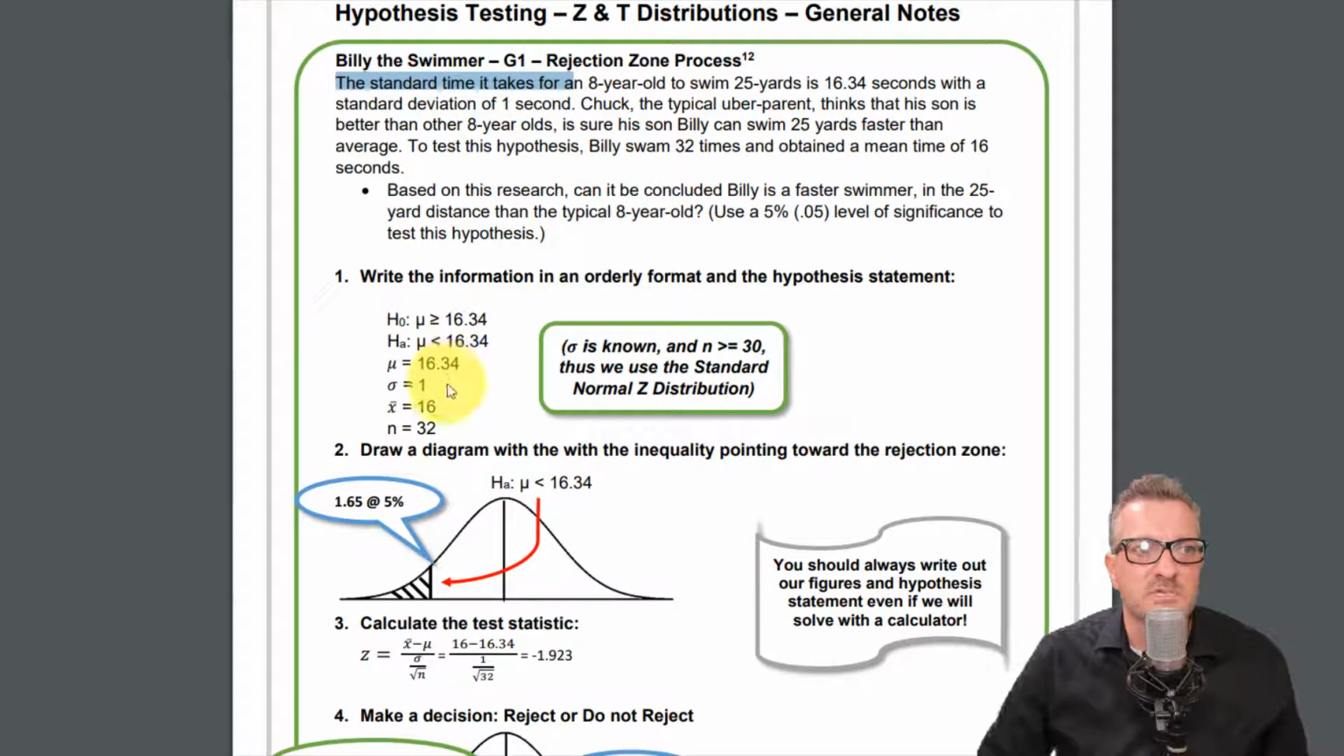That's population data. And then the X bar: to test this hypothesis, Billy swam 32 times and obtained a mean of 16. So they went out and they did their own test. So this is sample data. Mean of 16, swam 32 times.